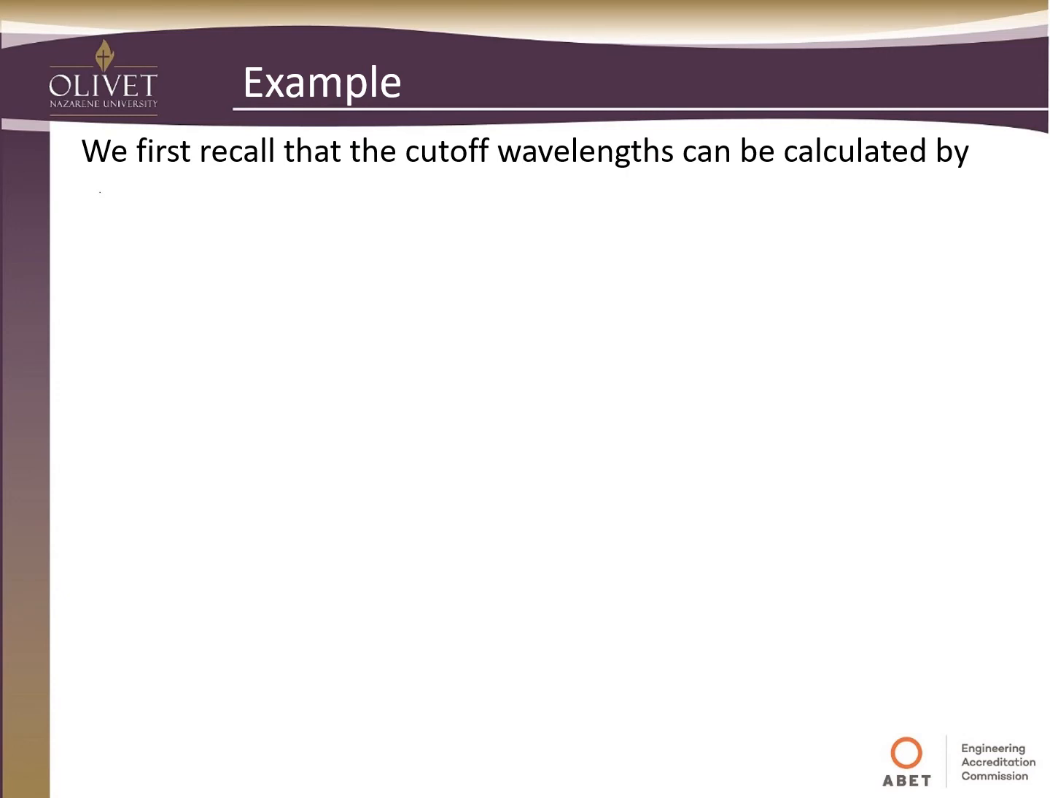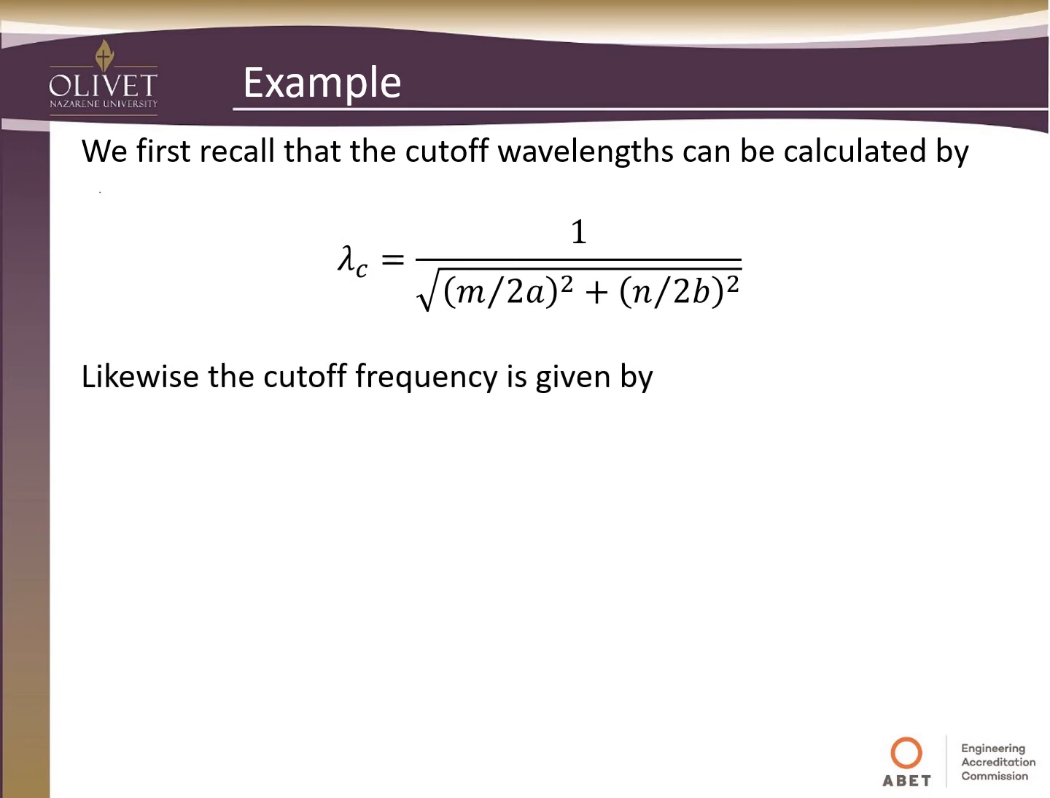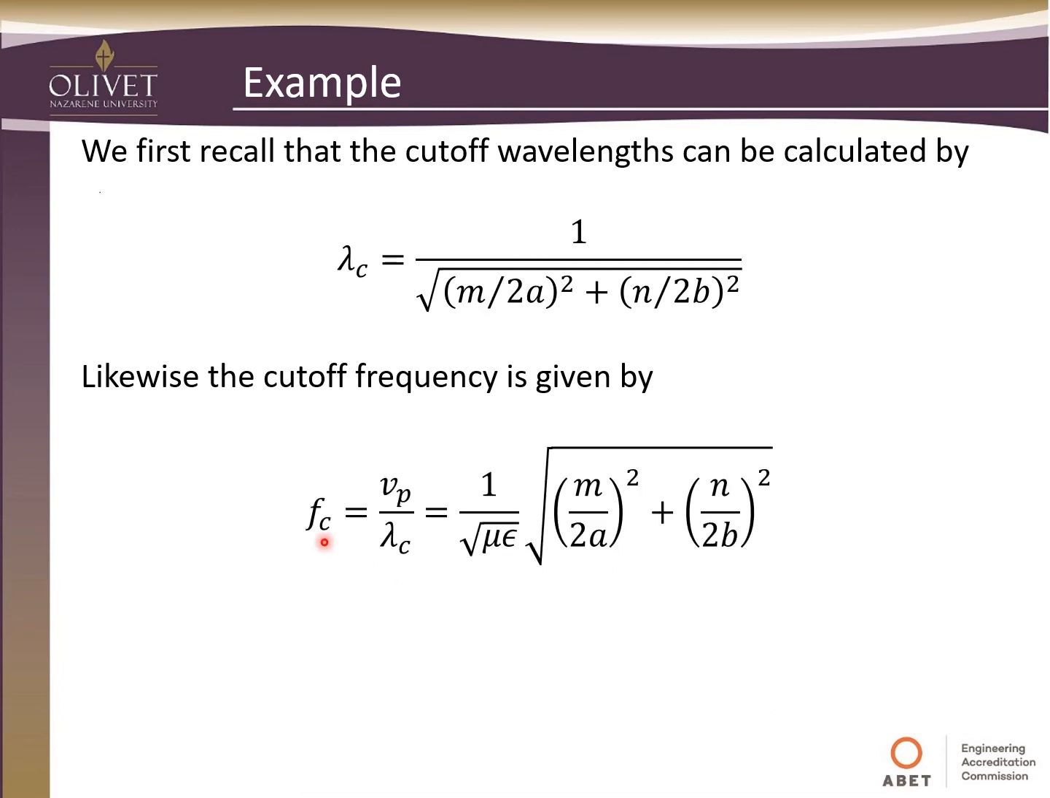So to do this, we first recall that the cutoff wavelengths can be calculated using this new equation that we've derived. And so likewise, the cutoff frequency is given by the phase velocity divided by the cutoff wavelength. When we plug those numbers in, this is what we come up with. One thing we can do then is pull the A term out, since we are given A, and then you can see it's the number of M modes and N times the ratio of A over B squared.